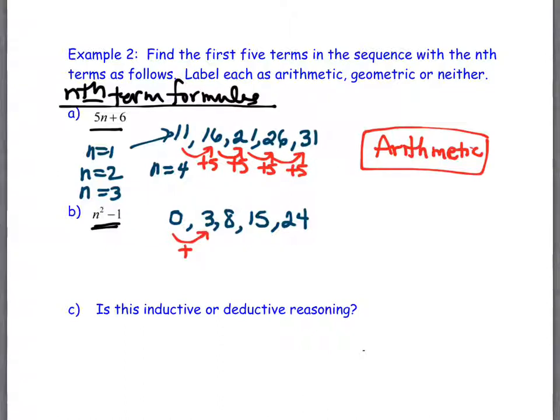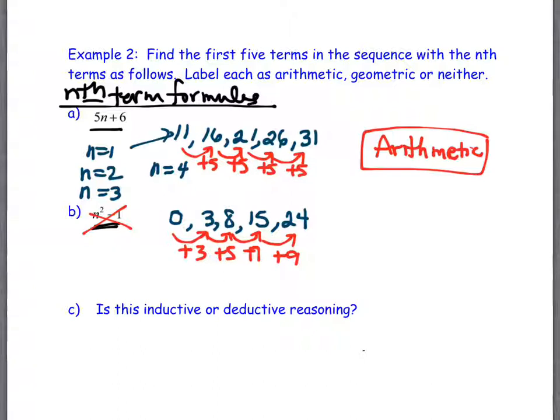Let's say I wanted to add, what would I have to add to get from 0 to 3? 3. How about 3 to 8? 5. 8 to 15, 7. 15 to 24, 9. Now, that is not the same number every time, agreed? But do you see a pattern in the addition? There's a pattern there that actually would be quite helpful. So if I didn't have this equation, could I predict what the next term should be? What would I have to do? Add 11. So this is not arithmetic, right? Because arithmetic should be the same number every time, but there's definitely a pattern. Agreed?